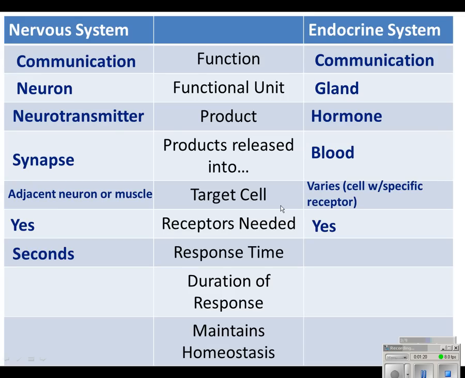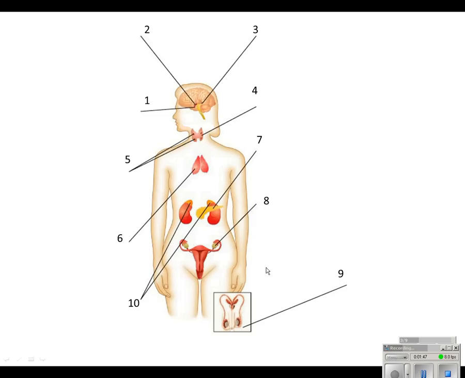The nervous system sends messages very quickly, so within seconds, but the endocrine system is going to take much longer. It can take minutes, it can take days, even weeks, even longer, because the hormones are traveling through the blood. But what happens with the nervous system, how long the response actually lasts is very quick, but in the endocrine system, it's going to be much longer. And then, of course, both of them are going to help maintain homeostasis.